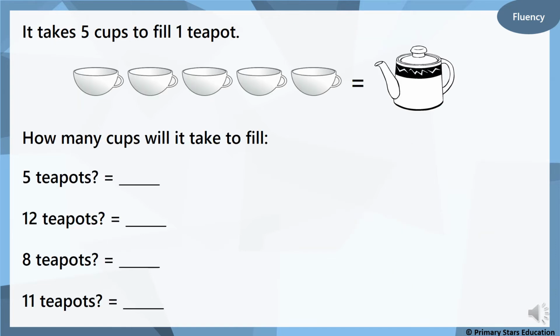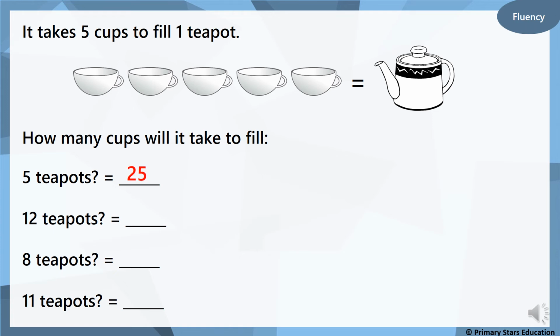Okay, can you see we have got 5 cups there and it takes 5 cups to fill 1 teapot. Have a think, how many cups will it take to fill 5 teapots? 12 teapots, 8 teapots, 11 teapots. You can pause it in a moment and work this out. Remember, you can count in 5s or you can use your knowledge of the 5 times table to help you here. I'm going to get you to pause it now, work it out. You can write it on a whiteboard or in your book and then come back and check.